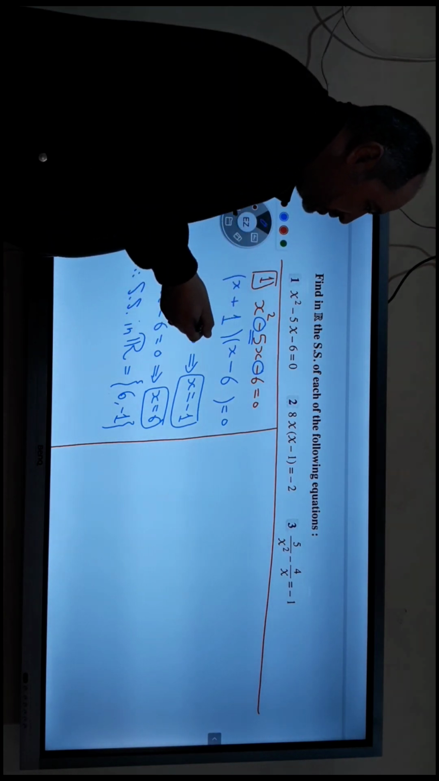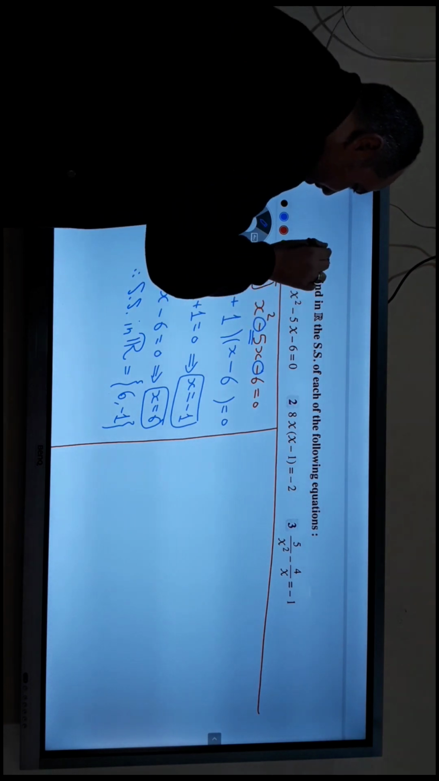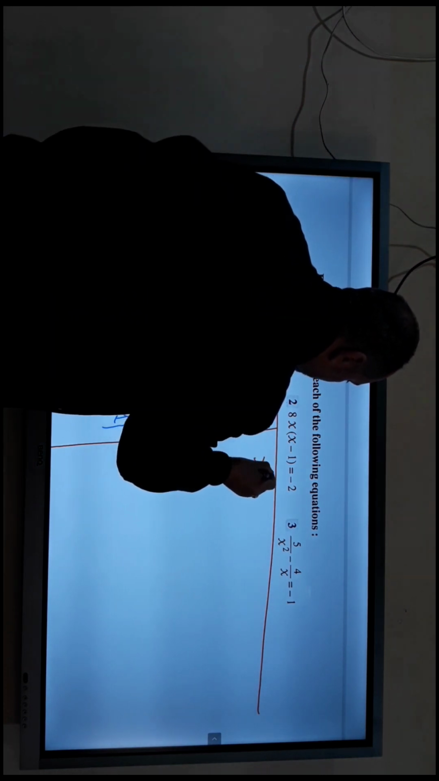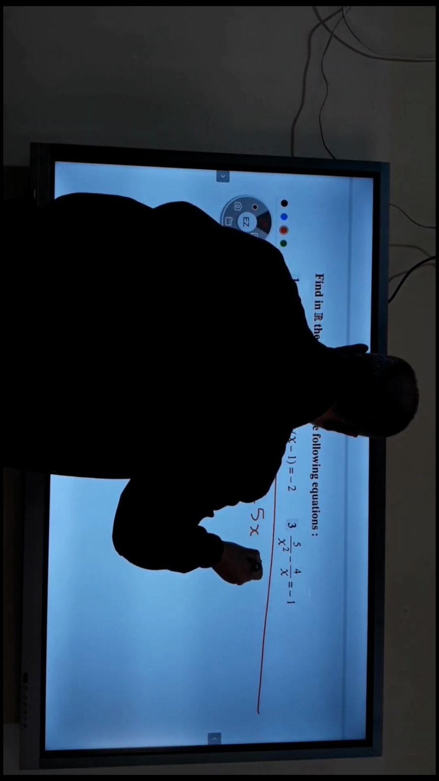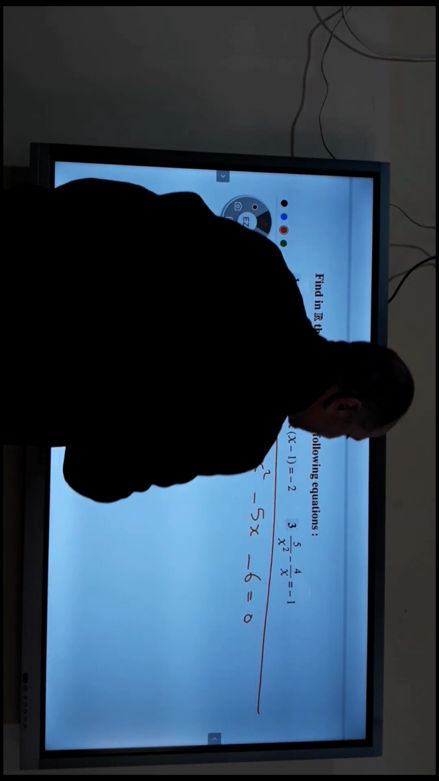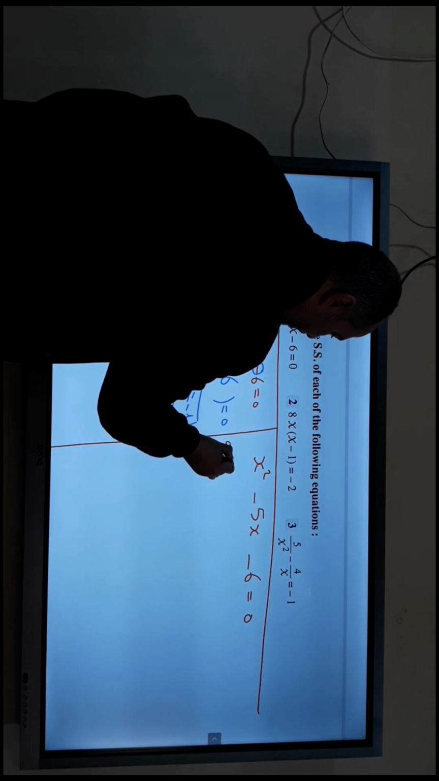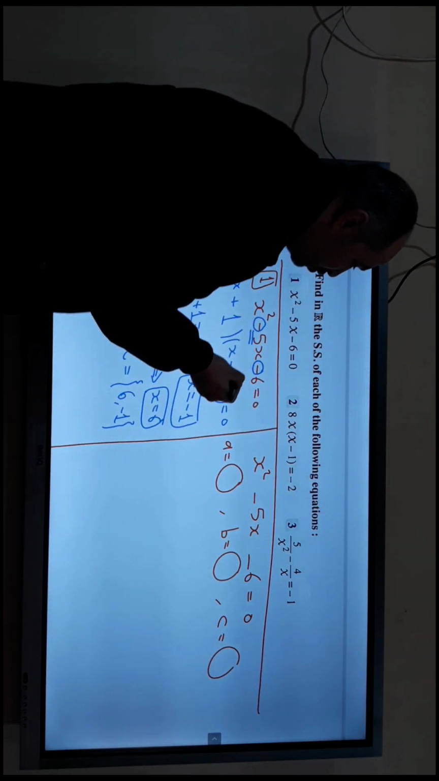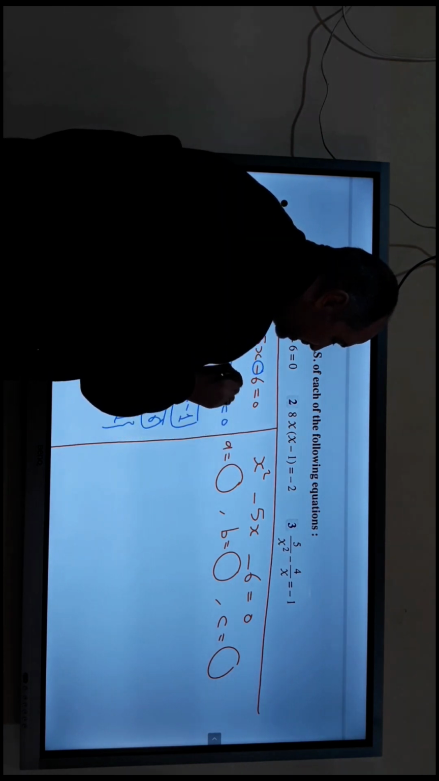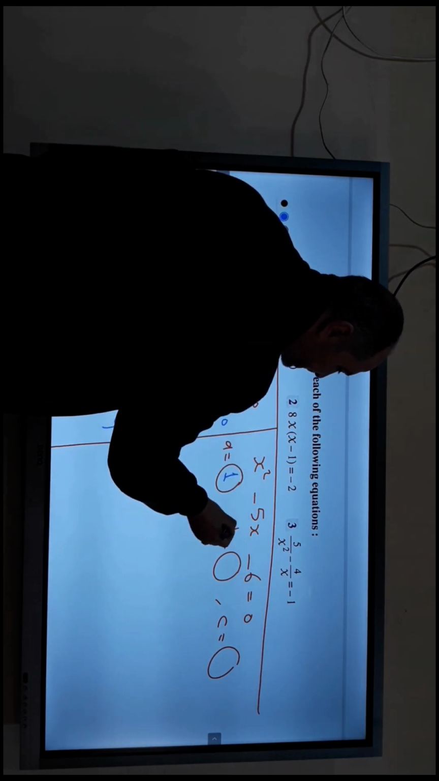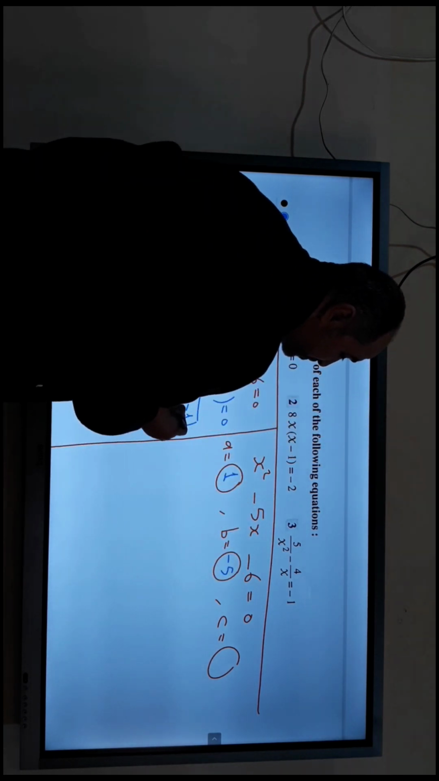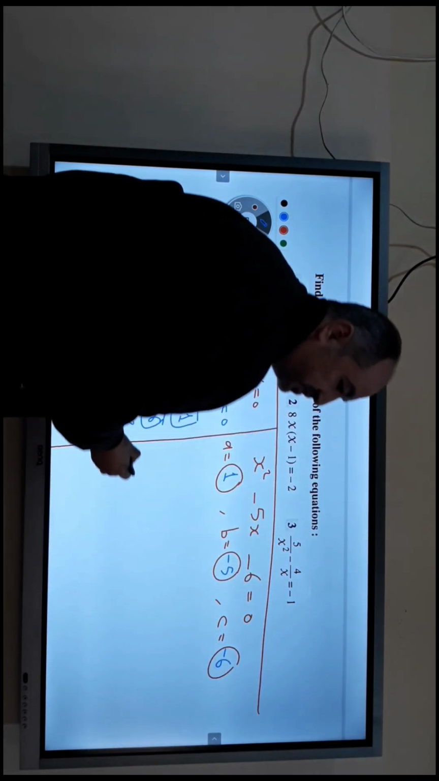Now we will use the general formula to solve the same example: x² - 5x - 6 = 0. Now A equals what, B equals what, and C equals what? We know that A is the coefficient of x², then A = 1. But B = -5 because it is the coefficient of x. And the absolute term is C = -6.